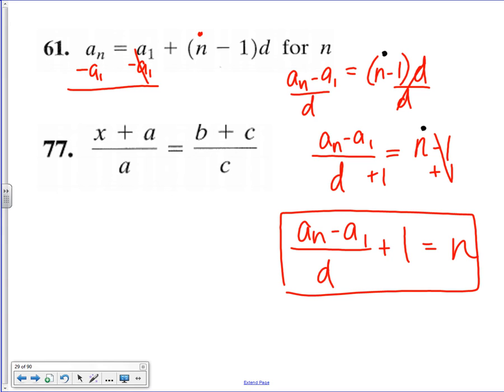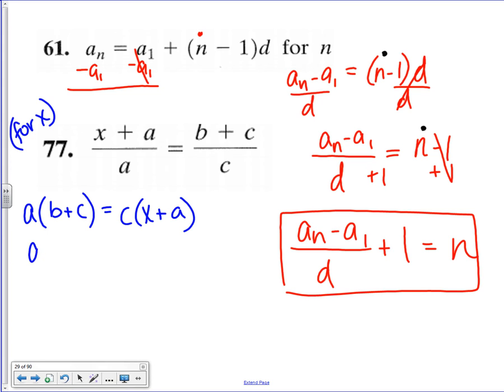And in number 77, I hope you realize that this thing is a proportion. Please notice I didn't specify what you're going to solve for, but I'm going to tell you you're going to solve for x. So if it's a proportion, we're going to cross multiply. Remember when you cross multiply, sometimes you may need to distribute, which is the case in number 77. When you distribute, it looks something like this.